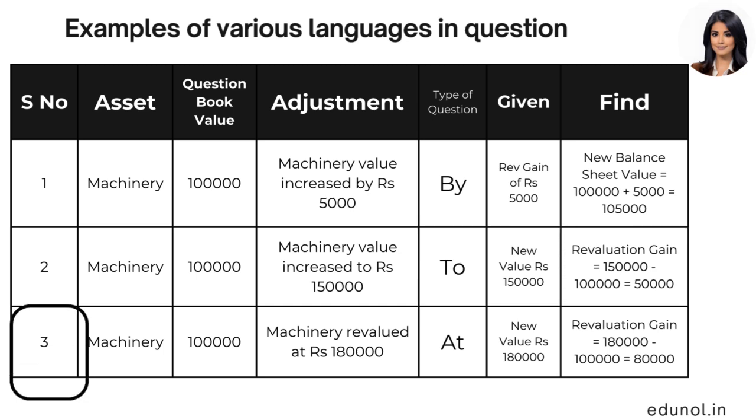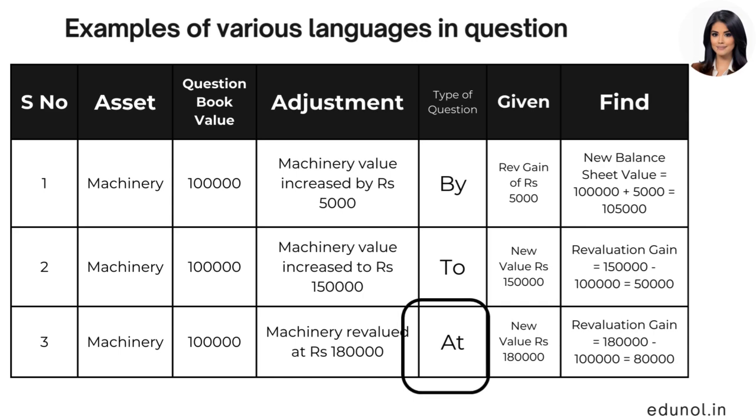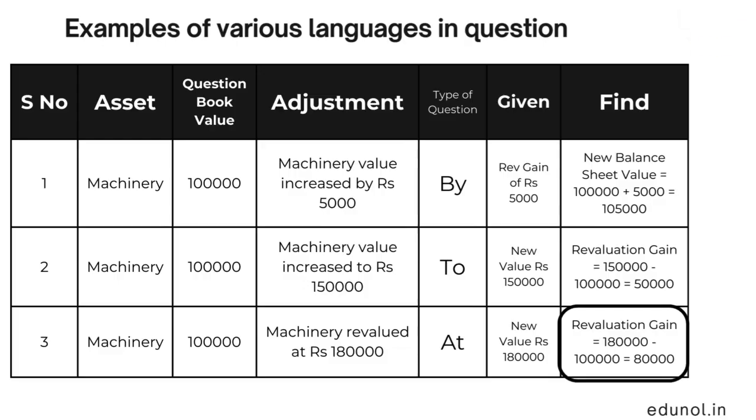Example 3. Question gives the book value of machinery as 1 lakh rupees. The additional information in the question states that machinery is revalued at 1 lakh 80,000 rupees. This is an 'at' question. Here the question gives the revised value of machinery as 1 lakh 80,000 rupees. We have to find the revaluation gain as 1 lakh 80,000 rupees less 1 lakh rupees equals 80,000 rupees.